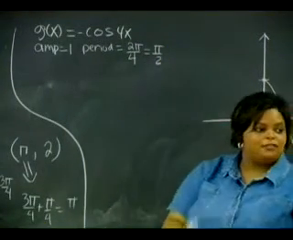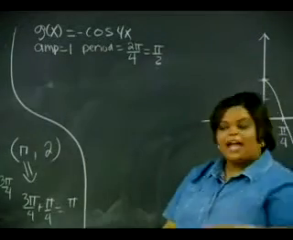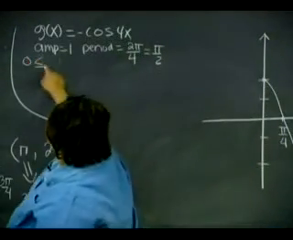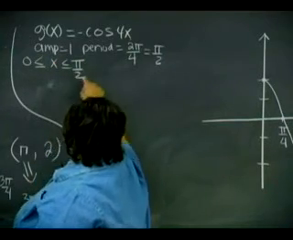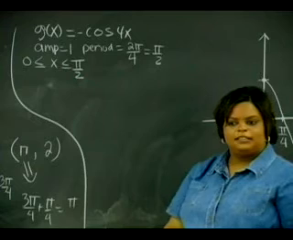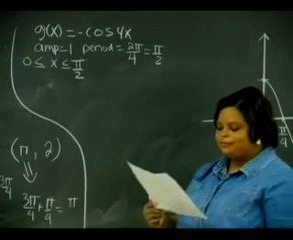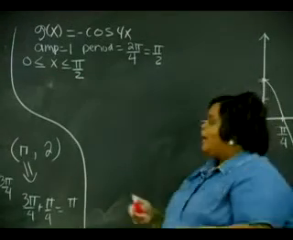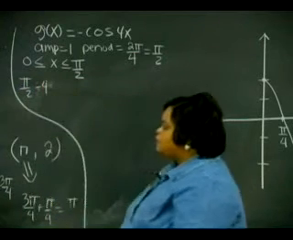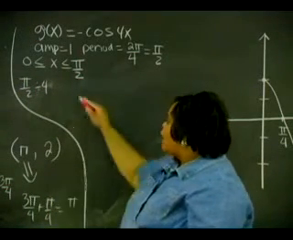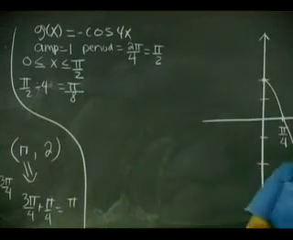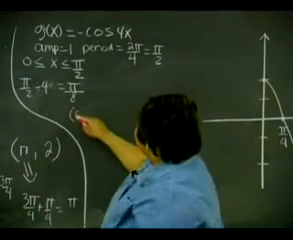Do I start with 0? Yes, because I don't have that bx minus c portion. So my x will range from 0 to pi over 2. Now I have to divide this interval into 4 equal parts. What's pi over 2 divided by 4? Pi over 8. So what this means is I start at 0.